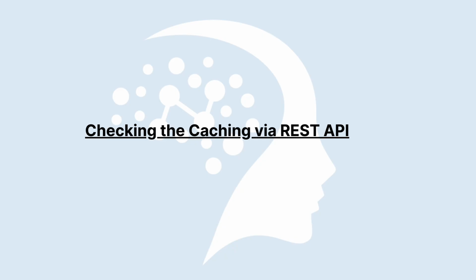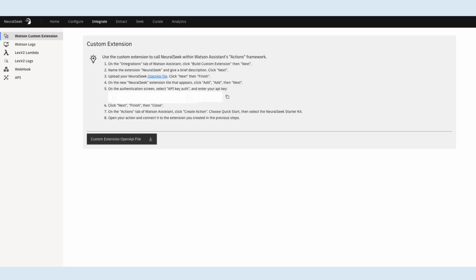Now, let's check the caching via the REST API. When using the REST API, you can also check whether the answer or knowledge content being used is being cached or not by testing it in NeuralSeek's API integration. So, go to the Integrate tab on the top menu, and then copy the API key on the first page, which is called Watson Custom Extension. Then, click on API on the left pane.